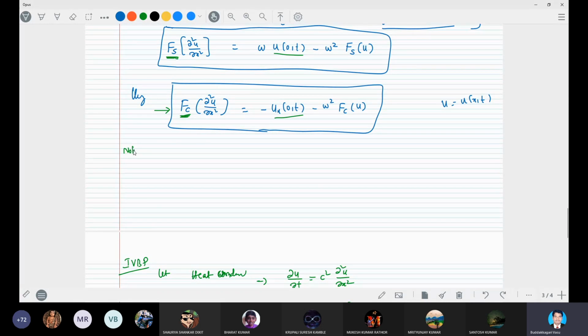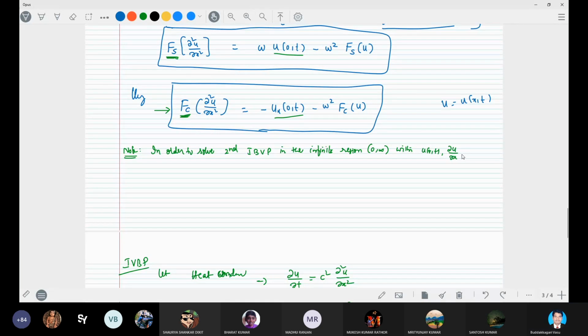I am writing here that observation, that is note. In order to solve second order initial boundary value problems in the infinite region, 0 to infinity, with the conditions u(x, t), du/dx, d^2u/dx^2 tending to 0 as x tends to infinity.